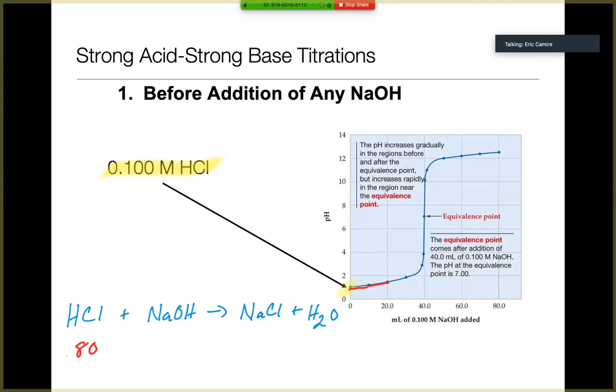And as we do it, we could follow that with the pH equation, right? Negative log of the concentration. And we'd start to see that the pH is just starting to go up. And that's what you'd expect.